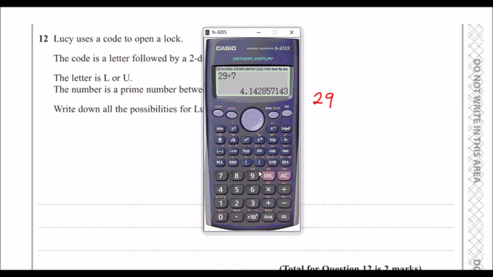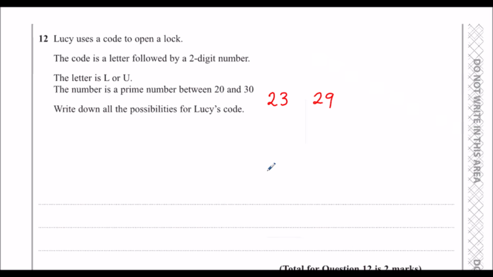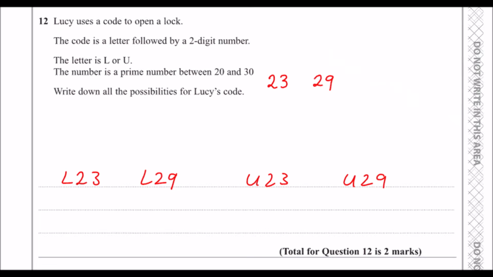The one I've got here doesn't. So I can't check like that, but I can try dividing them by different numbers to see if they divide by anything apart from 1 and themselves. So 23 and 29 are prime numbers. We can have L or U. So it's L and 23, L and 29, or U23, or U29. There's our 4 possibilities.